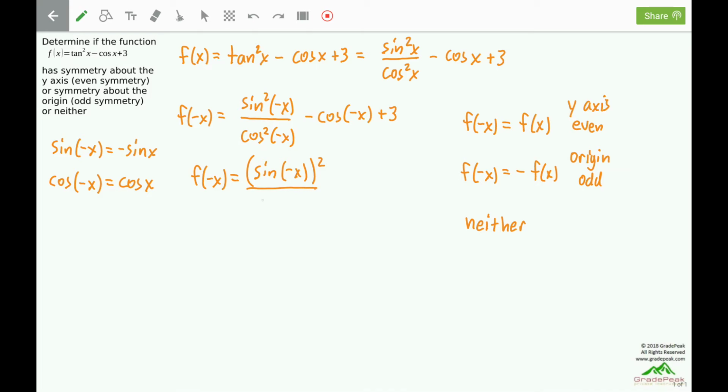Same holds true for the cosine squared. It will be the cosine evaluated first, and then square the results. And then minus the cosine of negative x, which is equal to cosine of x, then plus 3. The sine of negative x is negative sine of x, then squared, divided by the cosine of negative x, which is the cosine of x, and then squared, minus cosine of x plus 3.